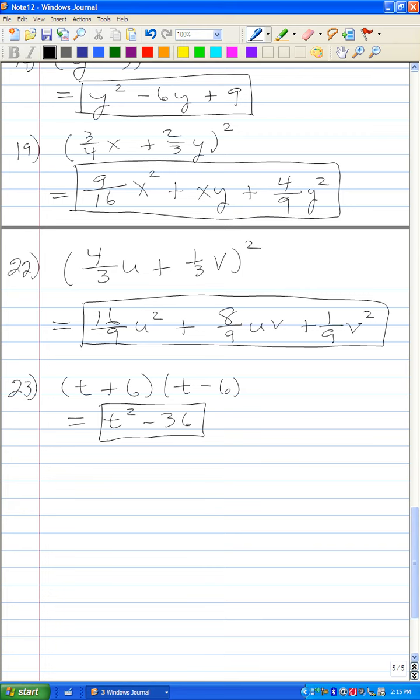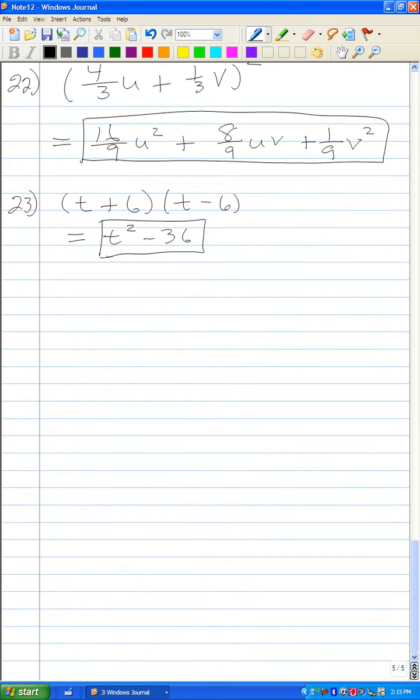Let me do problem number 24. X minus 4/3 times x plus 4/3. First note that in order to use this formula, you must have the same terms. The only difference is one has a plus sign, the other has a minus sign. If that occurs, then you can do the following. X times x is x squared. Negative 4/3 times positive 4/3 is negative 16 over 9. And you are done.